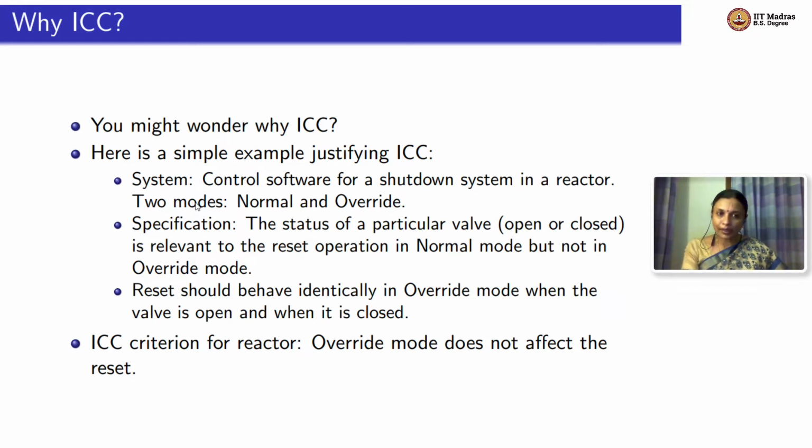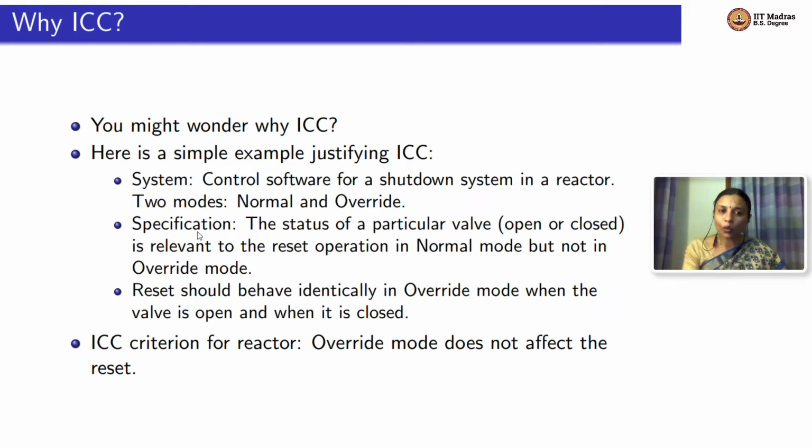This software system, which is the control software, works in two modes of operation. One is a normal mode and the other is an override mode. Normal mode could be under the normal functioning of a reactor. When it's done with its job, maybe you shut it down. Or the other could be override mode, when there's a particular accident or an emergency, in which case also you go into the override mode and shut it down.